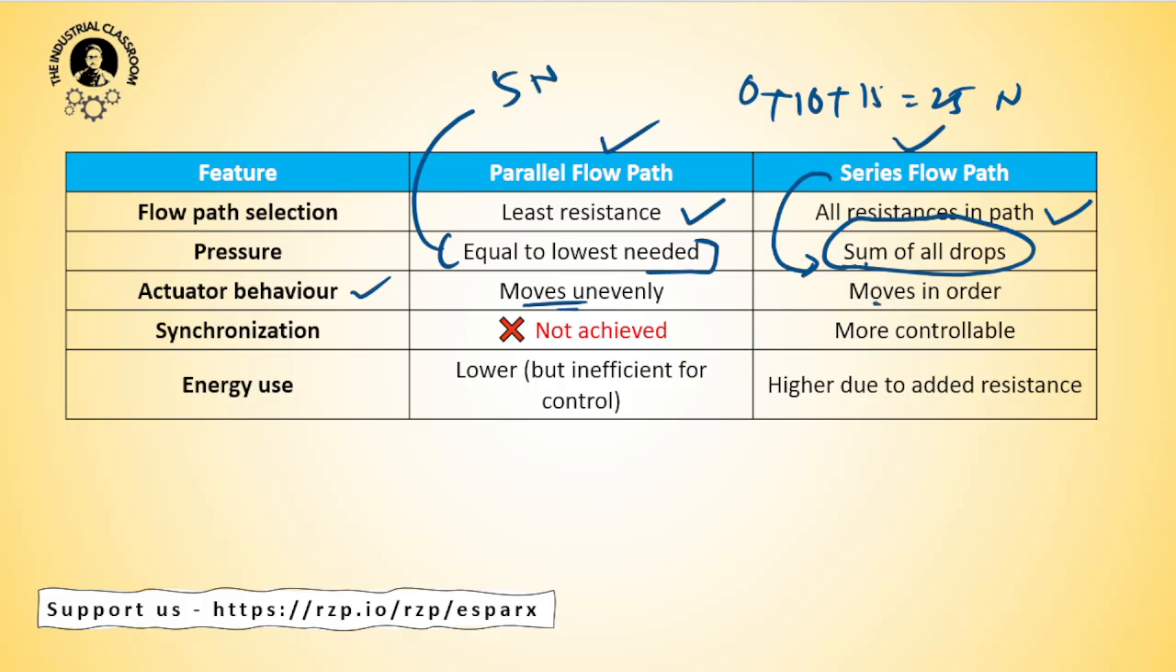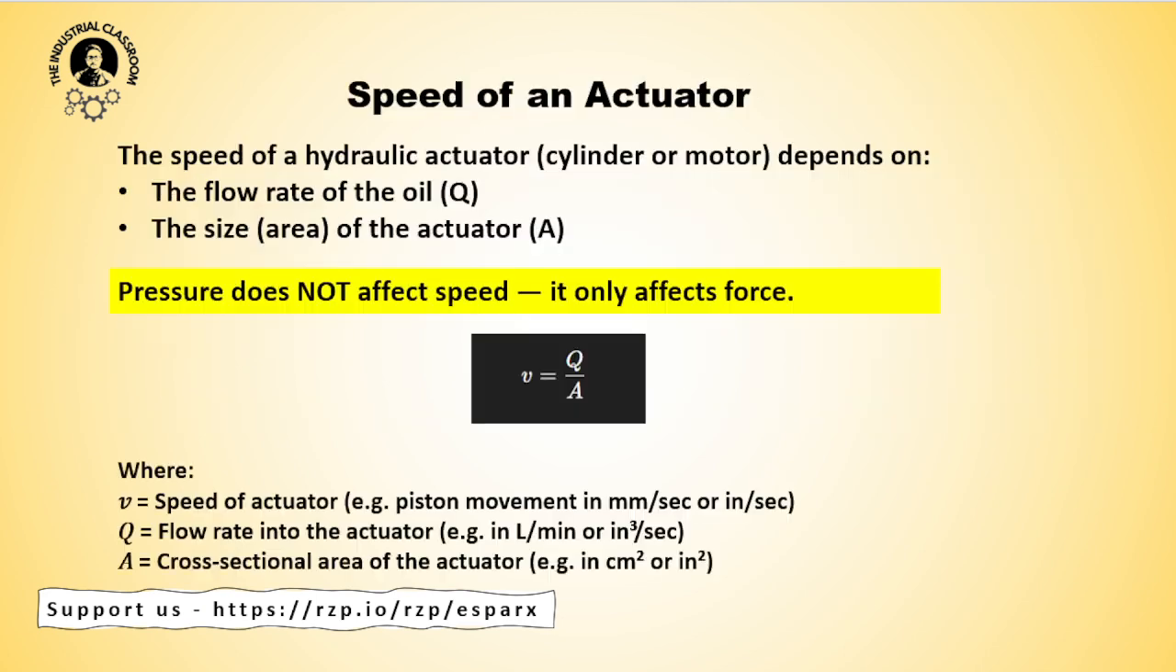Here there is no synchronism, but here there is good synchronization, and the actuator moves in order. Synchronization is not achieved here, but it is more controllable. Energy use is lower, but inefficient for control. Here there is higher energy use due to more added resistance.